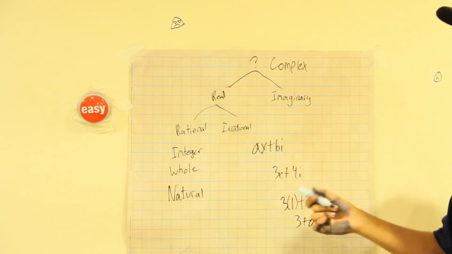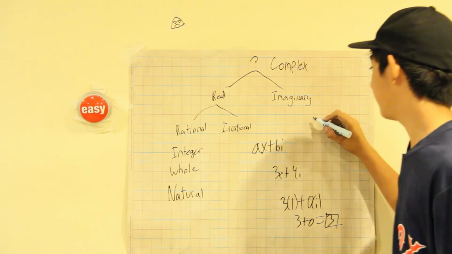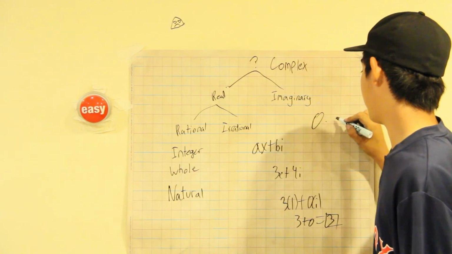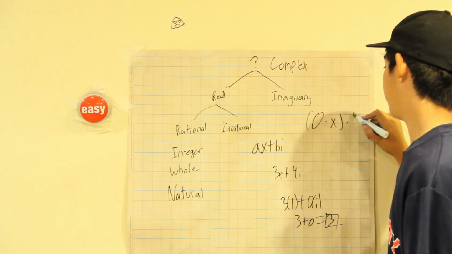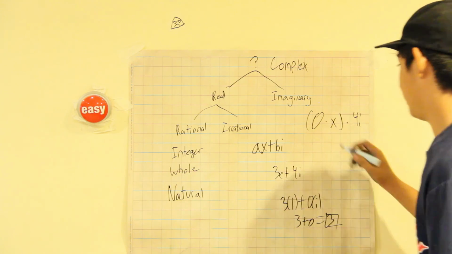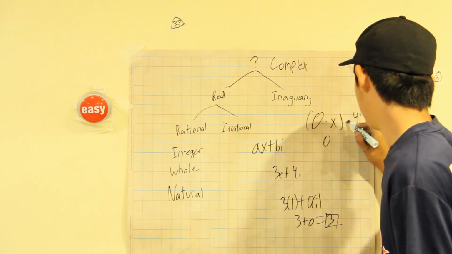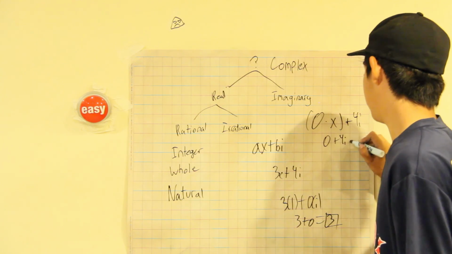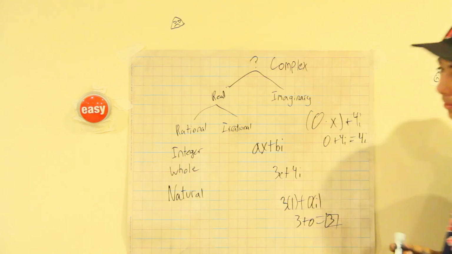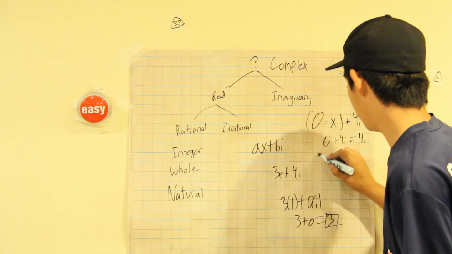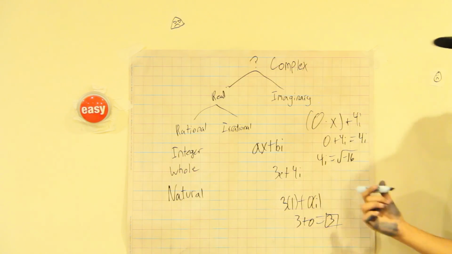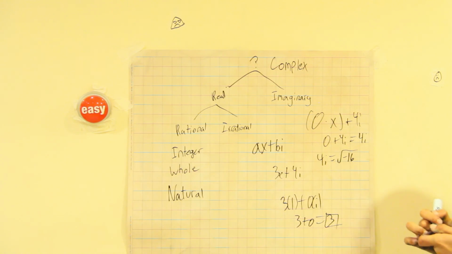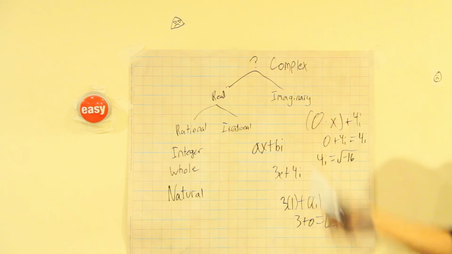And let's say we wanted to show an imaginary number is complex. You could say 0 times x plus, I don't know, maybe 4i. And this is equal to 0 plus 4i, which is equal to 4i, which of course we know is equal to the square root of -16, which is why it is considered imaginary and complex.